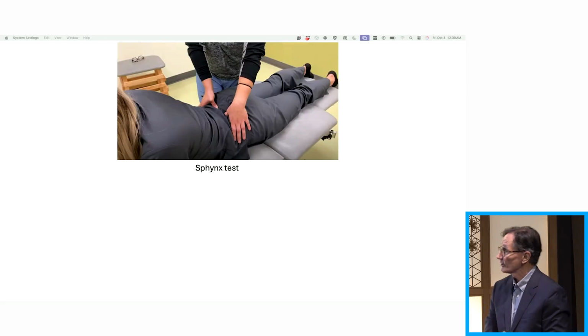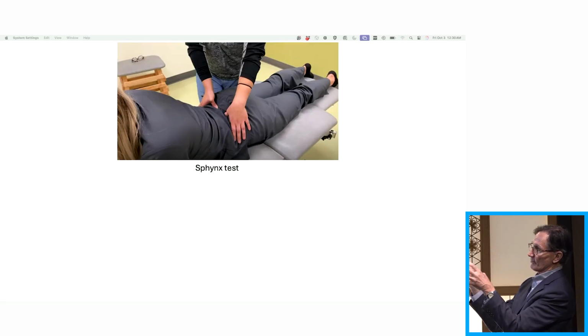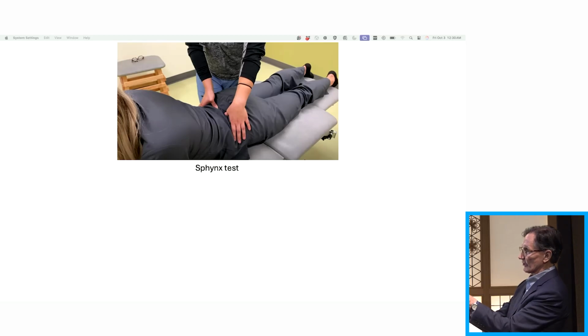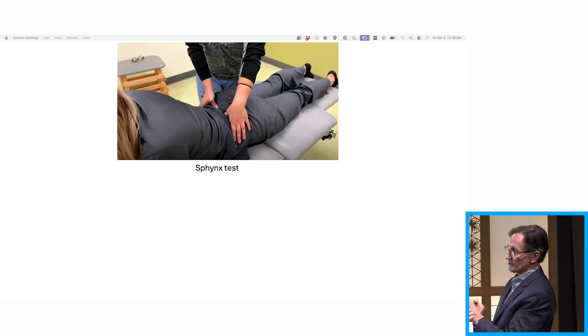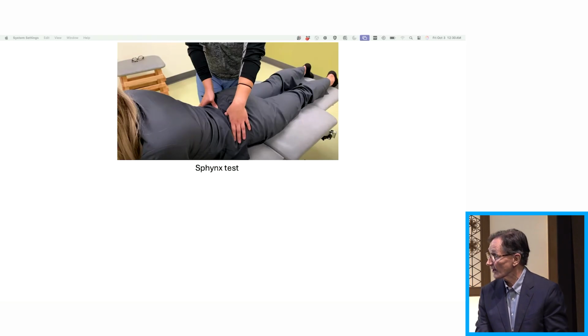And then finally, you do the Sphinx test with your thumbs on those PSIS, and you're feeling that you say you have a deep sacral sulcus on one side and you have a shallow sacral sulcus on the other, and they come up in the Sphinx position. If it equalizes out and both sides go down just as deep, then that's an anterior nutation, which is less significant. But if it gets caught in that posterior position, then you know it's a posterior nutation. So that is basically the sacral aspect of it.